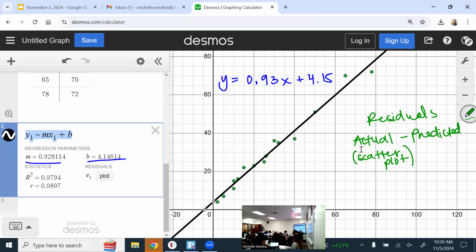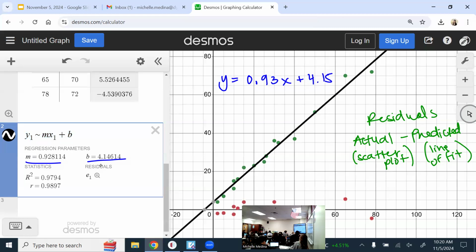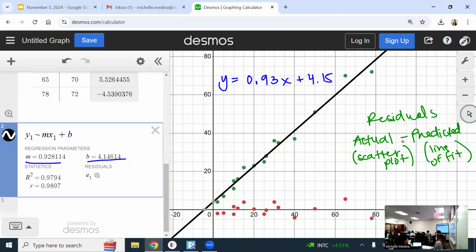Actual data comes from the scatter plot itself. The predicted data comes from your linear model, from your line of best fit. So when I hit that button, if I were to type this all in, if I hit this little residuals plot button, you can see the residual plot around the x-axis. Because ideally, if you have a really good linear model, you'd want that actual minus predicted to equal 0.